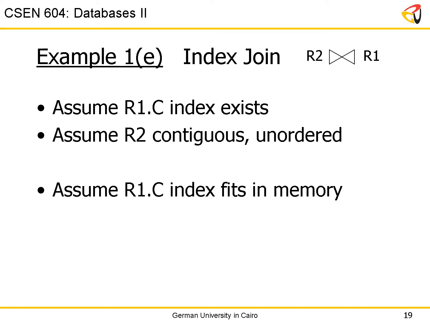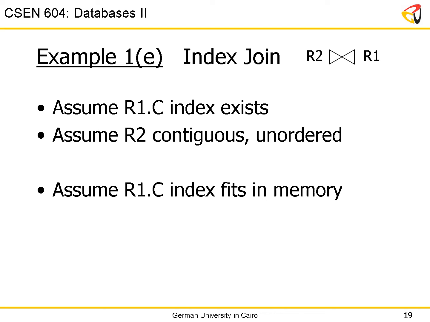Now, for the purpose of the coming few slides, I will reverse. We will assume that R1.C is the one that has the index, and R2 is contiguous. So I will spend 1 IO to read a page, but it's not ordered. It's a more realistic scenario given our running example. That's why this is reversed from the previous slide.